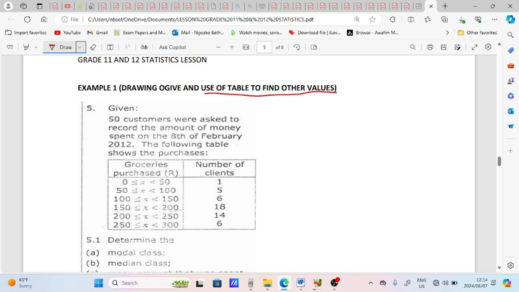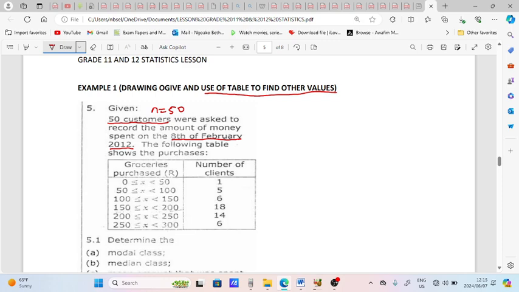All right. They are saying given 50 customers. Can you see that? They are 50 customers. So what does that mean? N equals 50 in this case again. Now, 50 customers were asked to record the amount of money spent on the 8th of February 2012. The following table shows the purchases that were made.